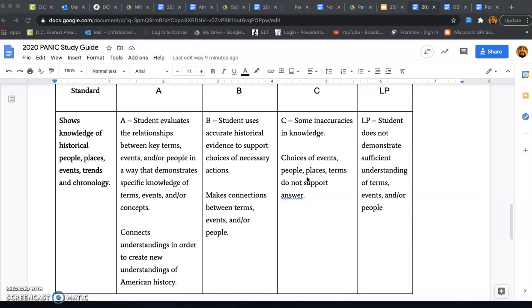As always, if you have any questions or concerns, reach out via email and I will do my best to answer those questions. So take the time you have to prepare for this test. I believe there's also a Kahoot game on Canvas that you could use to study and review.